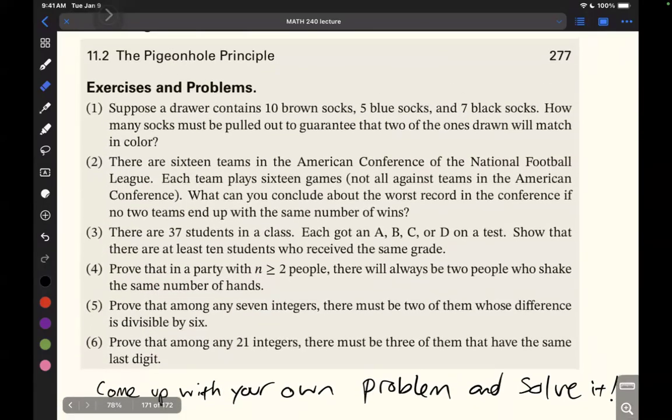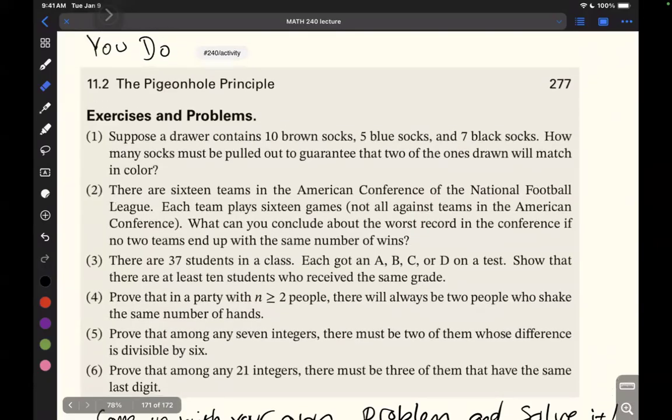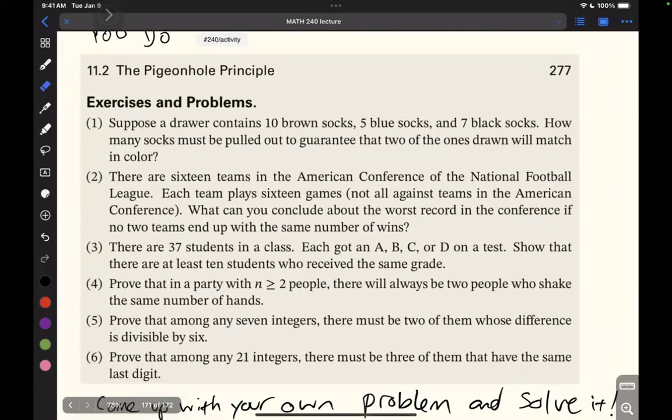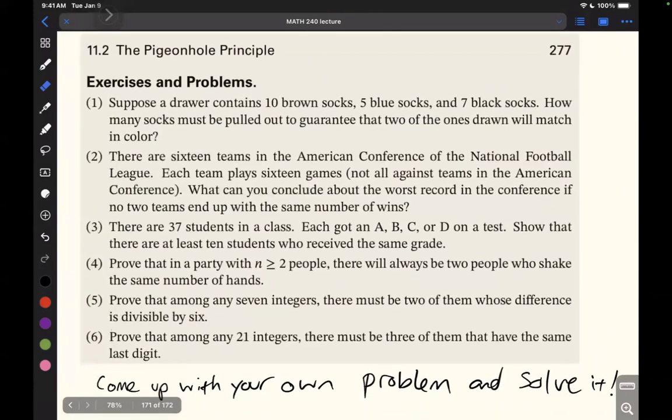All right, so I have activities for you today for the last 20 minutes of class. What I would like you to do is come up with your own problem and solve it if you can. But once you do that, please come tell me what it is and I will write it down and we'll present it to the class on Wednesday as some interesting problems.